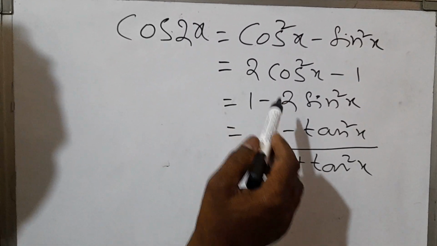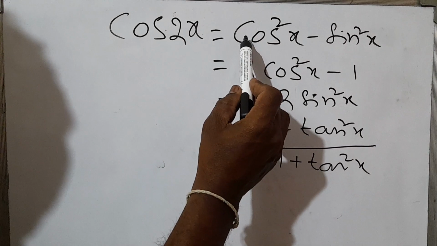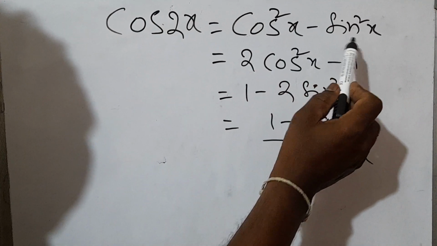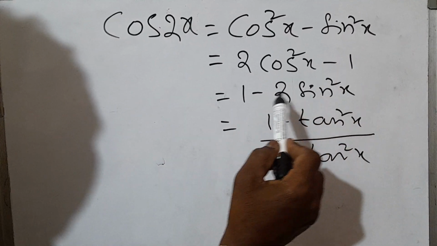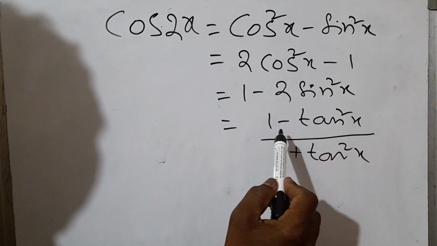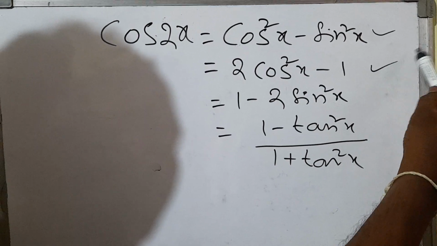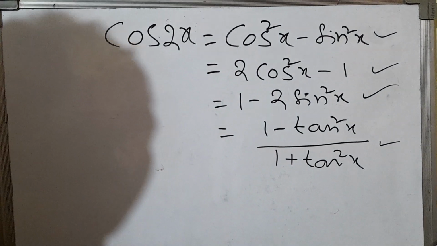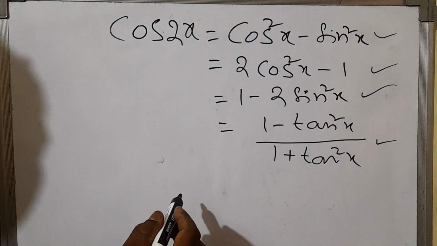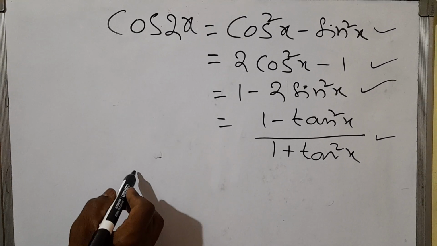Like this, we can derive all the four formulas. The basic formula cos square x minus sin square x, and 2 cos square x minus 1, 1 minus 2 sin square x, and 1 minus tan square x by 1 plus tan square x. These four formulas we have derived. Okay, now let us see two sub formulas.